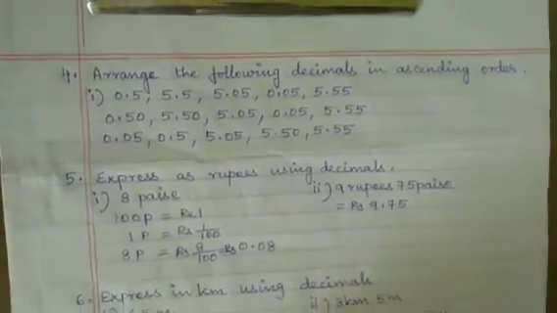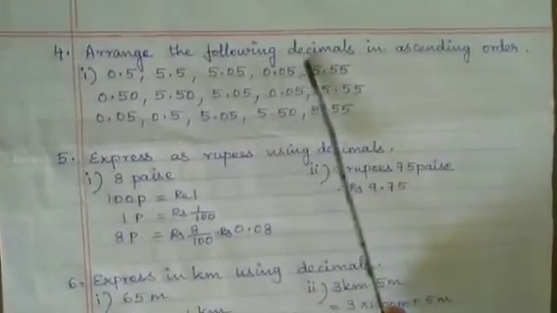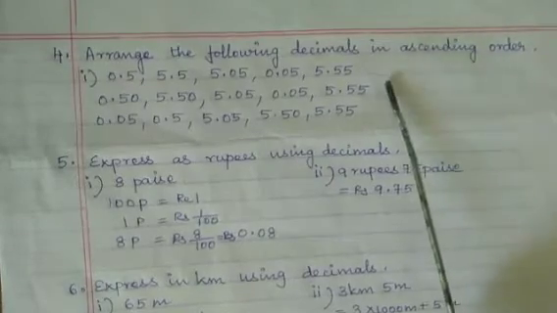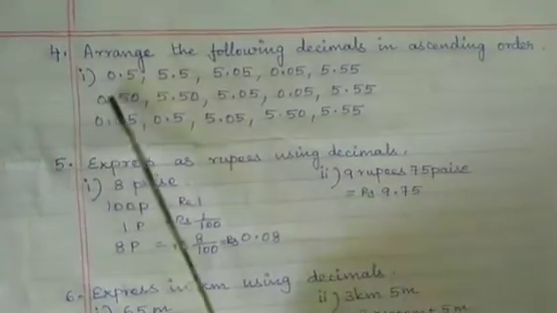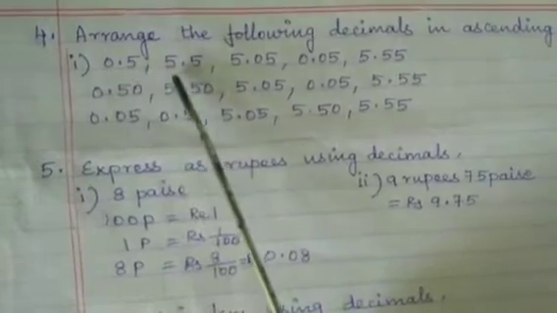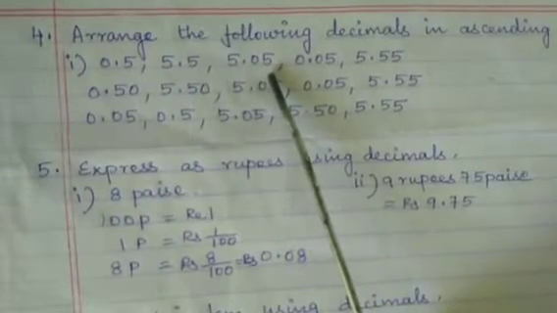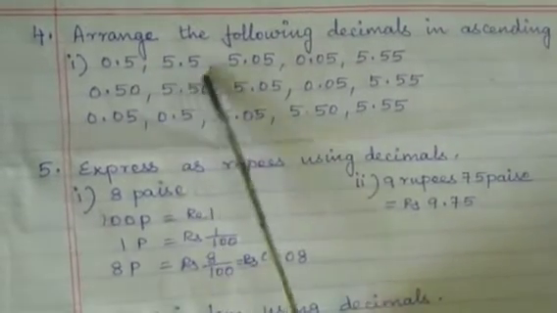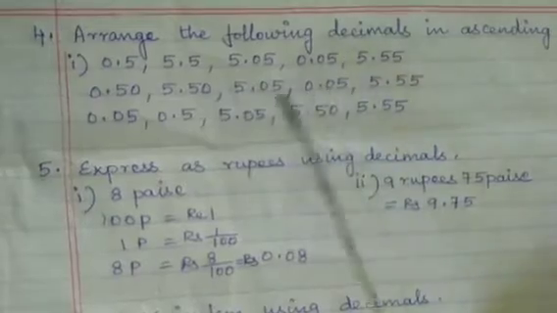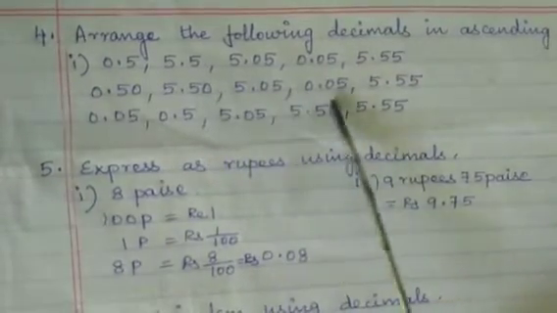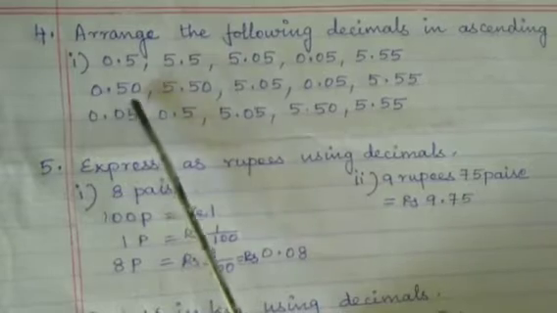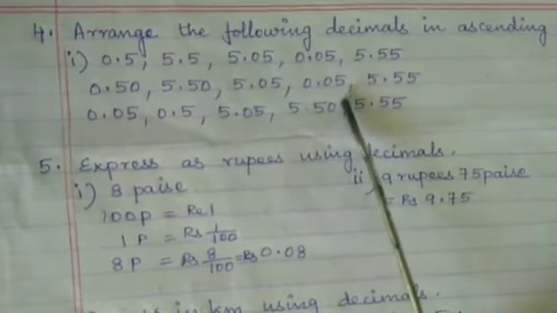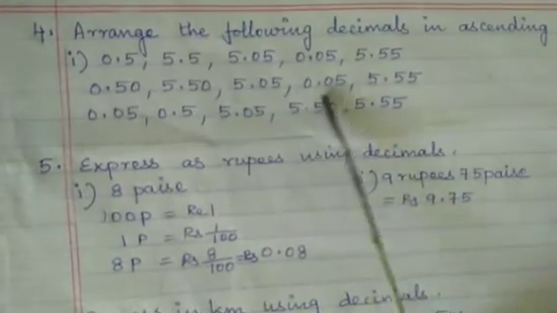Now we move to the next question, that is, arrange the following decimals in ascending order. Ascending order means you start from the smallest number to the greatest number. Here the question is 0.5, 5.5, 5.05, 0.05, 5.55. First we have to convert the given decimals into like decimals. Like decimals means the number of decimal places should be the same. That is 0.50, 5.50, 5.05, 0.05, 5.55. So all are now like decimals.